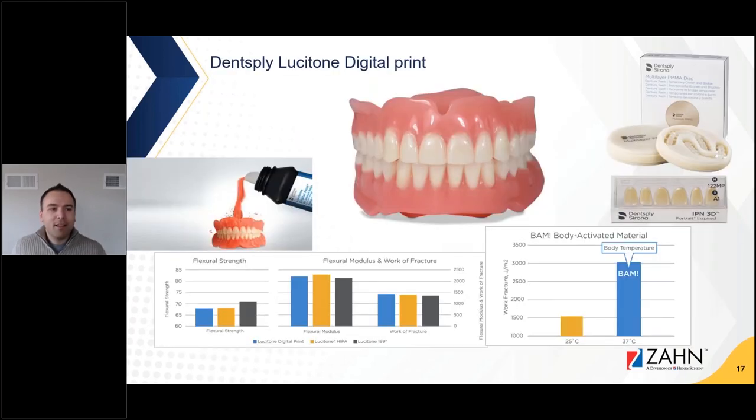And one main player, as I mentioned, is the Lucitone. It is very high quality material. It is what we've been using at the milling center, sort of like our main material. It's probably the most efficient at doing this. It is so consistent. We've never had any fractures with it. It works really well. The protocol for it has been worked out. It can be relined, so many different things about it.